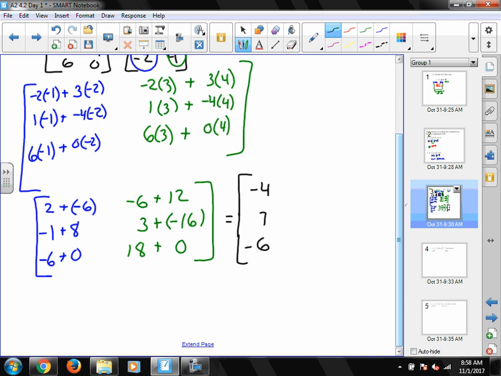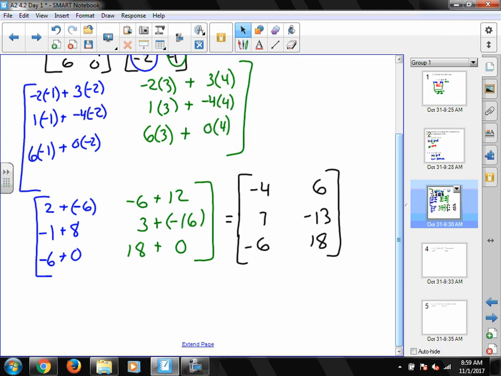Then on our right, negative 6 plus 12 is going to give me a positive 6. Negative 3 plus negative 16 is going to leave me with negative 13. And 18 plus 0 is, of course, 18. And there is your matrix AB in black there. That'll be your final answer.